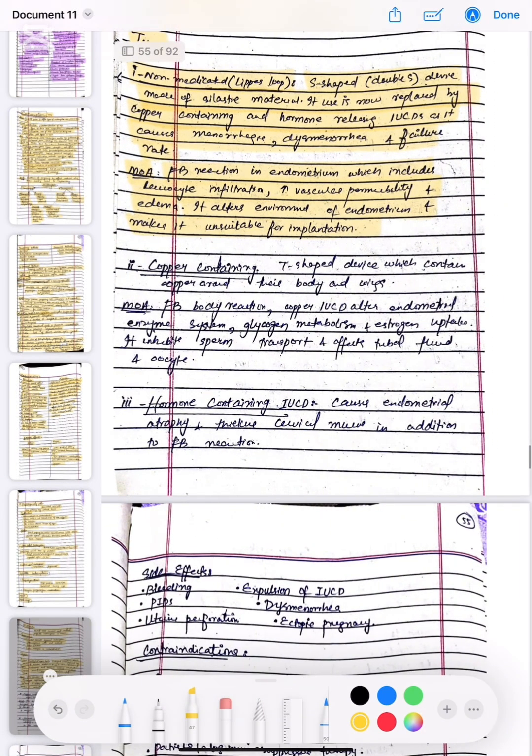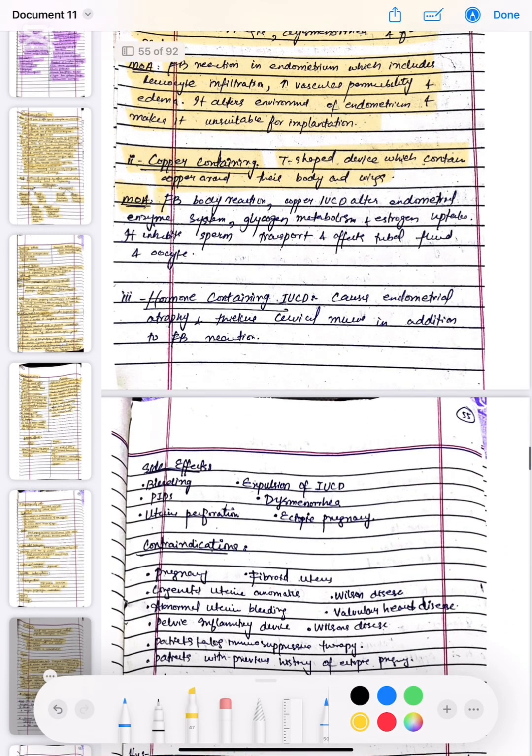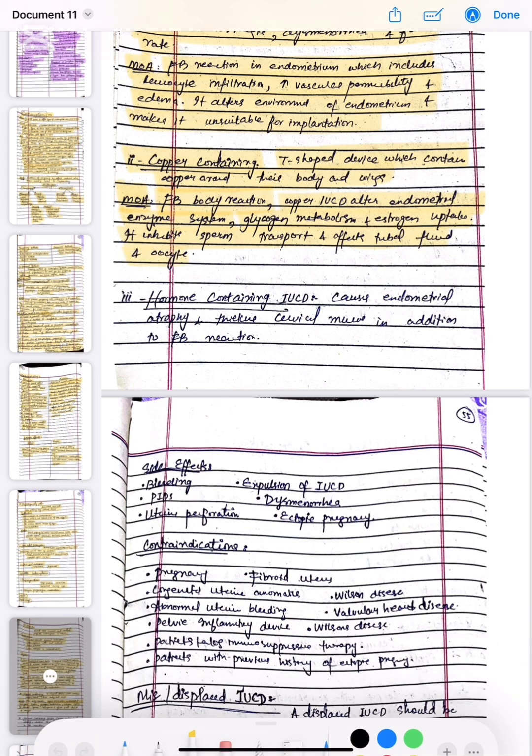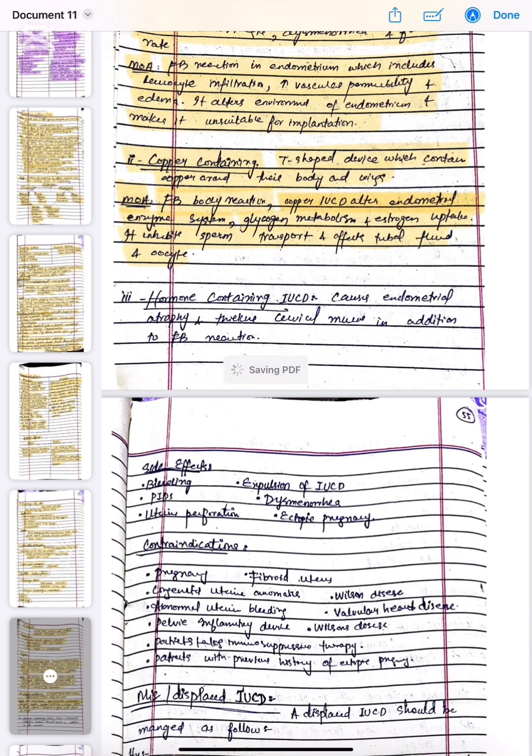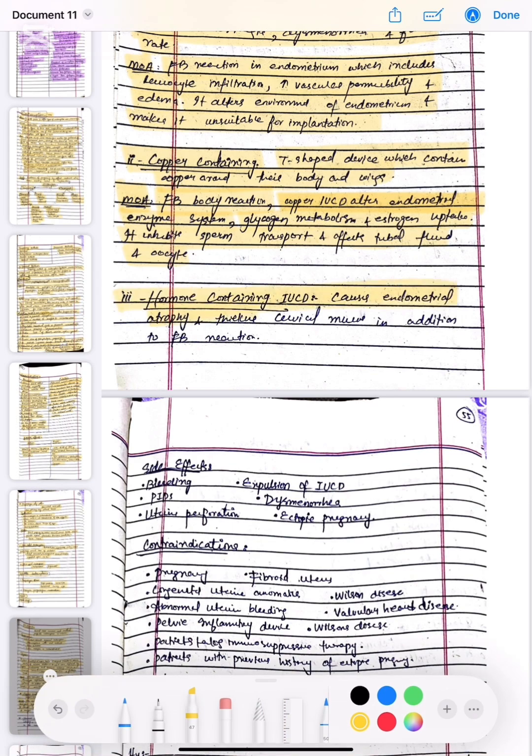Then we have the copper-containing T-shaped device, which has copper around its body and wings. The mechanism of action is a foreign body reaction, and copper intrauterine contraceptive devices alter the endometrial enzyme system, glycogen metabolism, and estrogen uptake. It inhibits sperm transport and affects tubal fluid and oocytes. Then the hormone-containing intrauterine contraceptive devices cause endometrial atrophy and thicken cervical mucus in addition to the foreign body reaction.